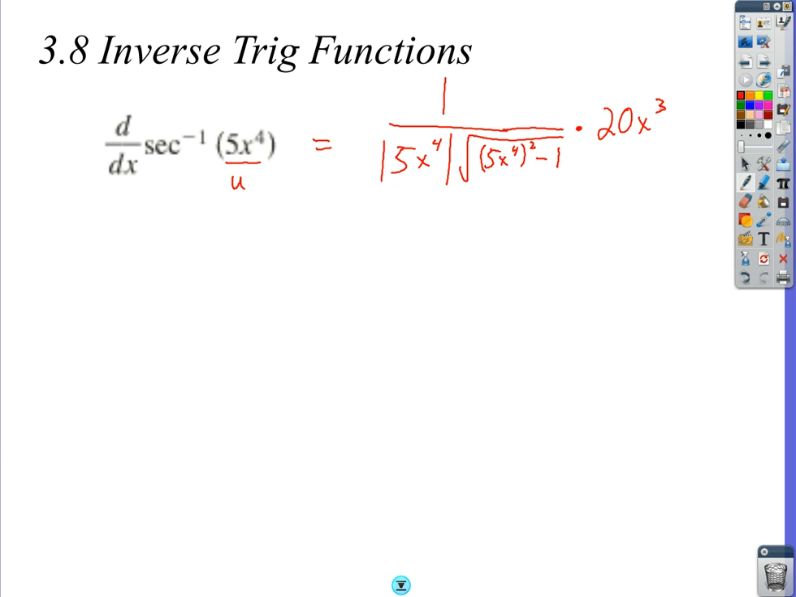Then I go ahead and simplify. What you should notice here is that no matter what I input for x to the 4th, it's always going to be positive. So I really don't need the absolute value in this particular case. If it was x cubed or x to the 5th, something where the sign changes between positive and negative, then I would still need the absolute value. But since I don't, I can simplify. Again, 20 over 5, that's 4. The x cubed is going to go away, and I end up with an x times the square root of 25x to the 8th minus 1.